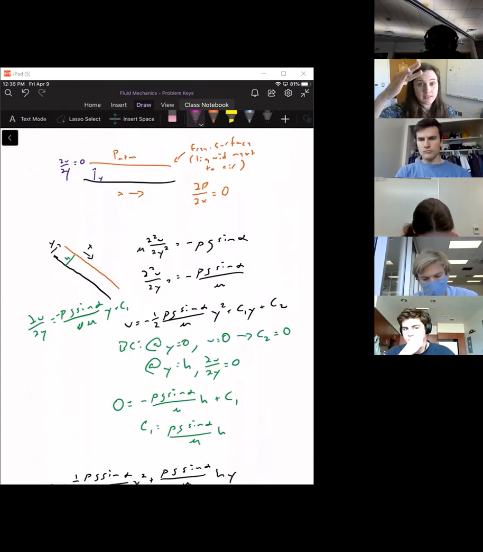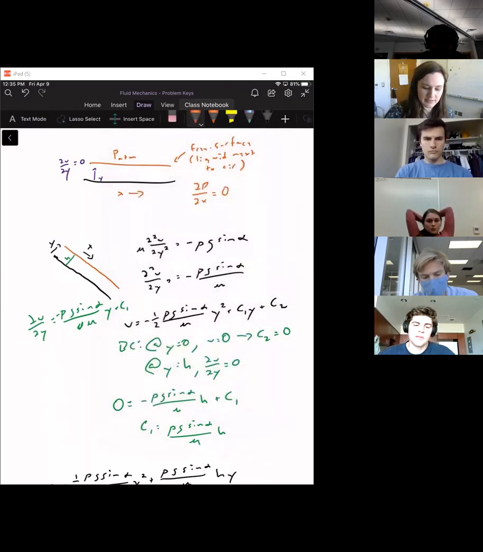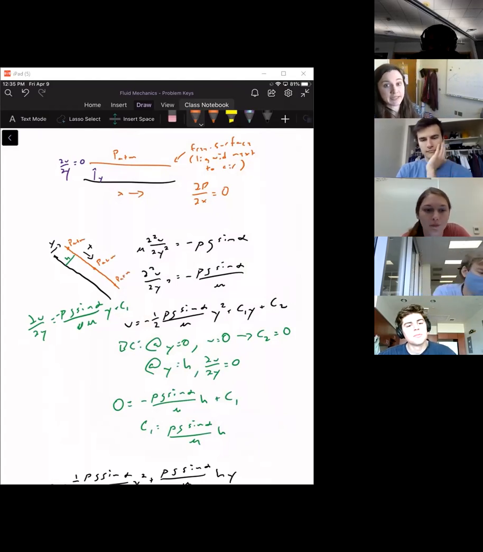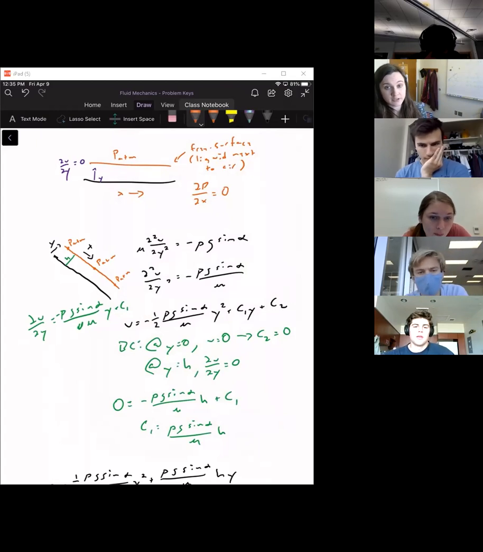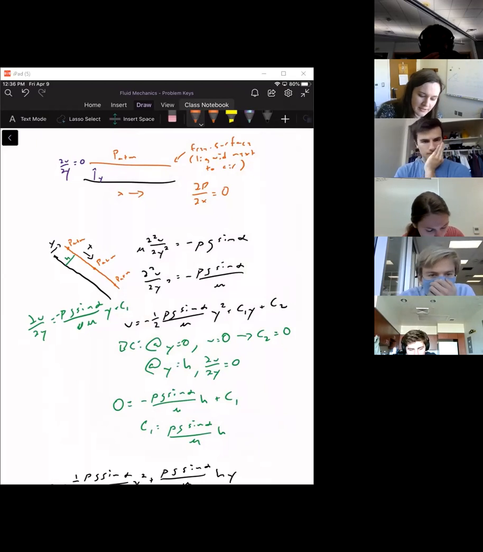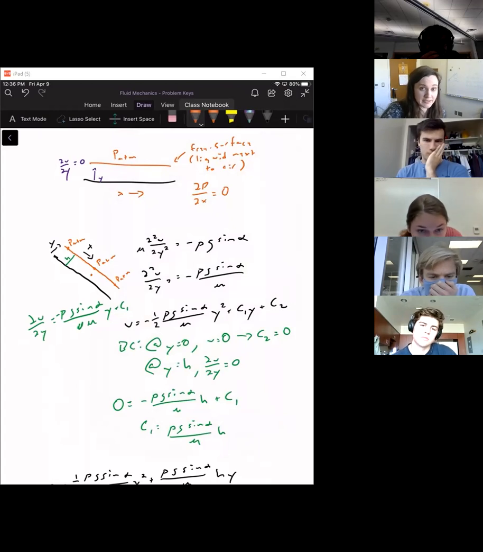Yes, so the surface is along that direction. So we know that the pressure on the surface has to be P atmosphere. So it's P atmosphere, P atmosphere, P atmosphere. As we go down in the x direction, it's just P atmosphere. So therefore, we know that dP dx is 0. However, if we go down like this, we don't know it's P atmosphere anymore. So it can be changing in y, even if it's not changing in x.